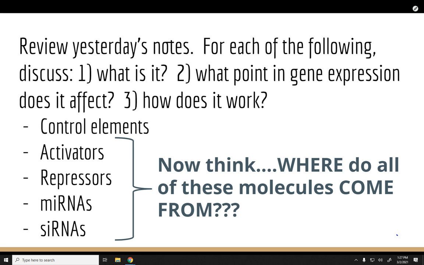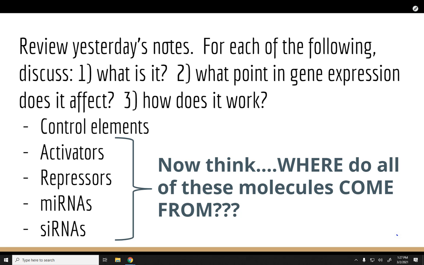One of the things you'll realize about biology is you can always go back another step and say, well, where did that come from? Well, where did that come from? And we're kind of going one step further back today. So how would the gene be turned on to make an activator with activators?